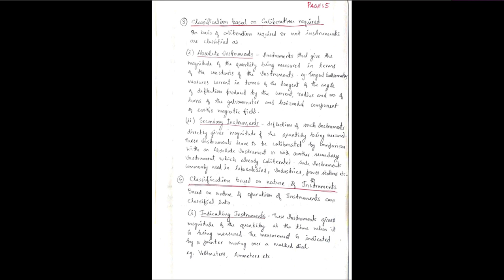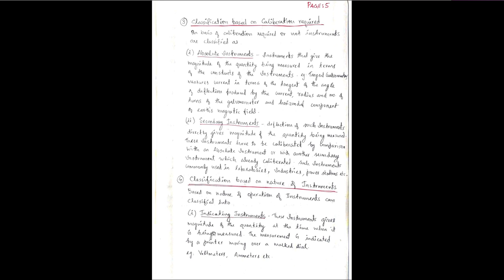Such instruments are commonly used in laboratories, industries, power stations, etc. Okay, these are about absolute and secondary instruments. Next one is classification based on nature of instrument. Based on nature of instruments, instruments are classified into indicating instruments.